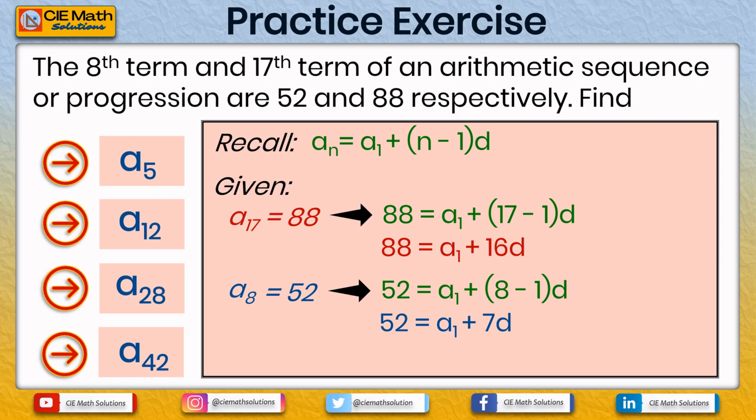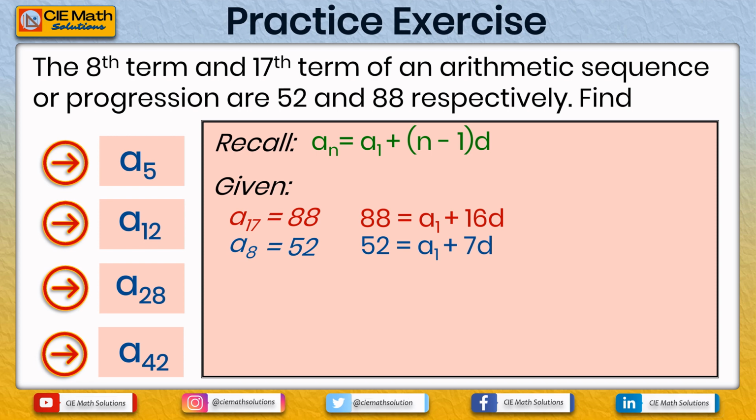Solving these simultaneous equations, we will then have 88 minus 52 is equal to 36. 16d minus 7d is equal to 9d. Dividing both sides by 9, we will then have the value of d, which is equal to 4.